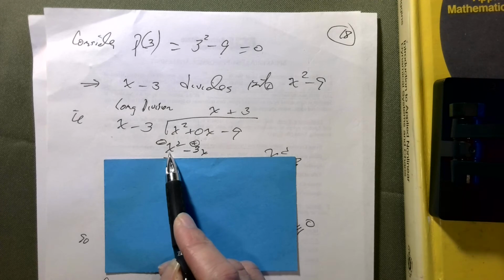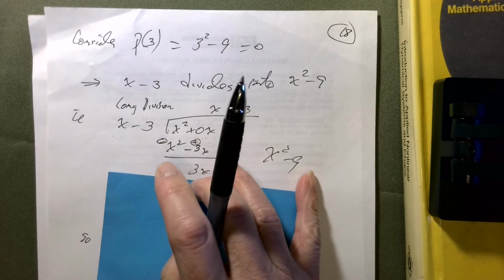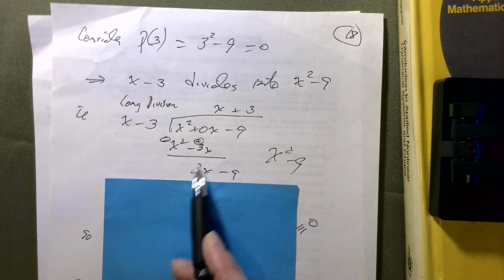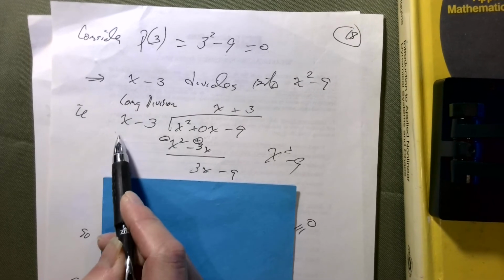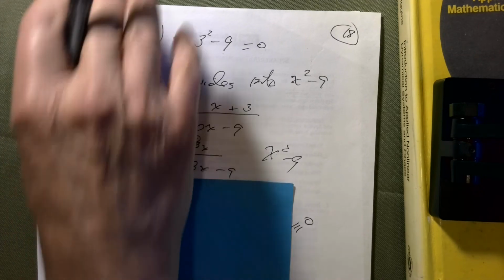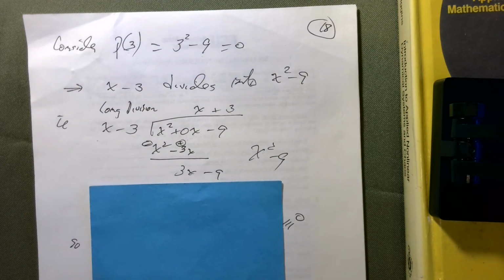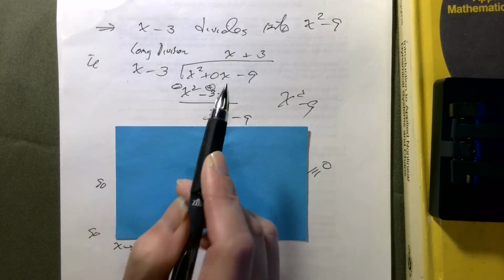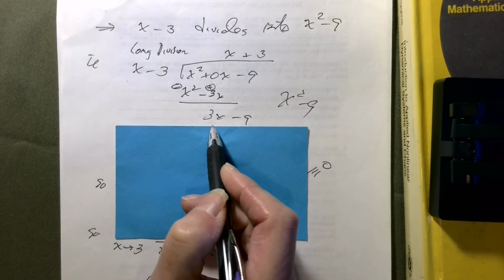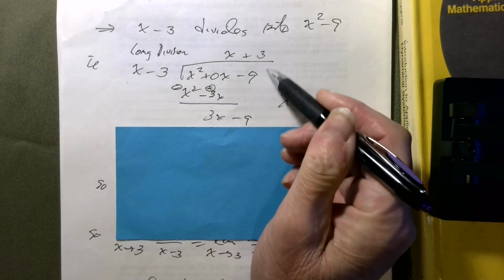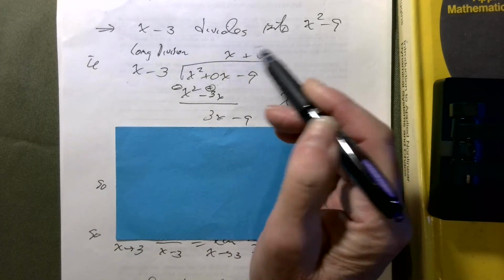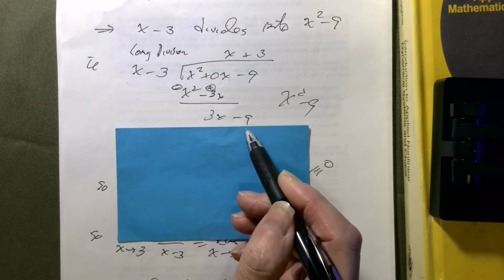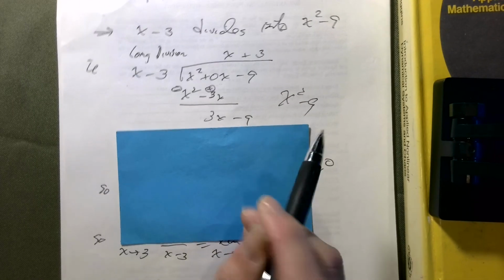The x squareds cancel, and I'm left with a 3x. Now the problem is, this is a 1-digit object, and this is like 2 digits. So I bring down the 9, the negative 9. Now I ask the question, what do I have to multiply x by to give me a 3x? The answer is 3. Put it in the constant column. So 3 times x is 3x. 3 times 3 is 9. Now we subtract.